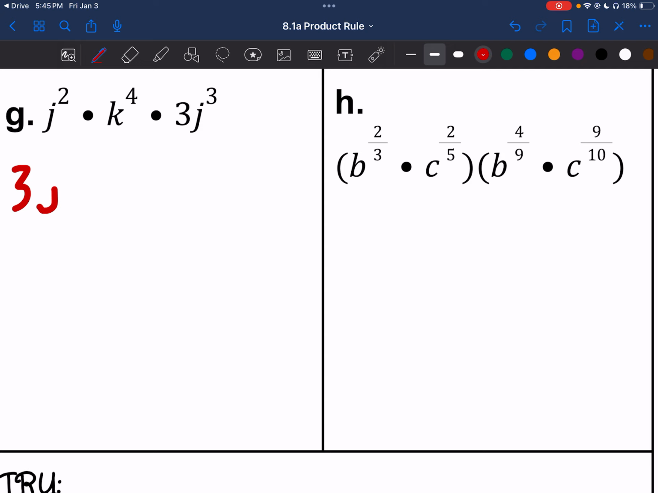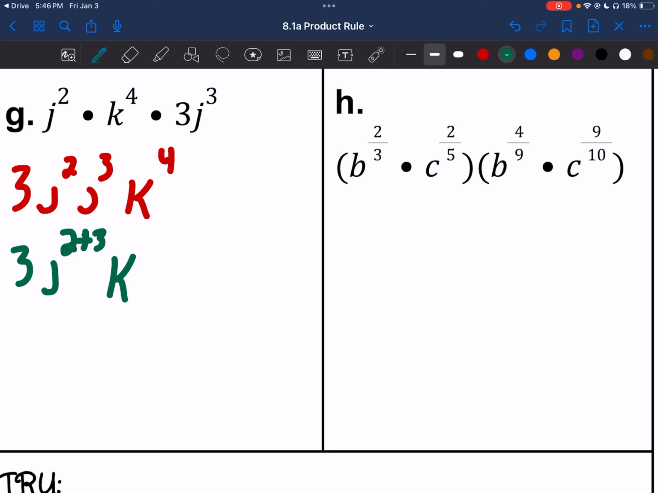We've got a j squared, and we've got a j to the third, and then we have our k variable to the fourth, right? So we're grouping one variable at a time because we can't combine j's and k's because those are two different things. One's a j, one's a k. They're different bases, so we can't combine them. So everything has to have the same base. All right, so the 3 out in front just stays the 3 out in front. We have a j to the 2 plus 3, and we have a k to the fourth.